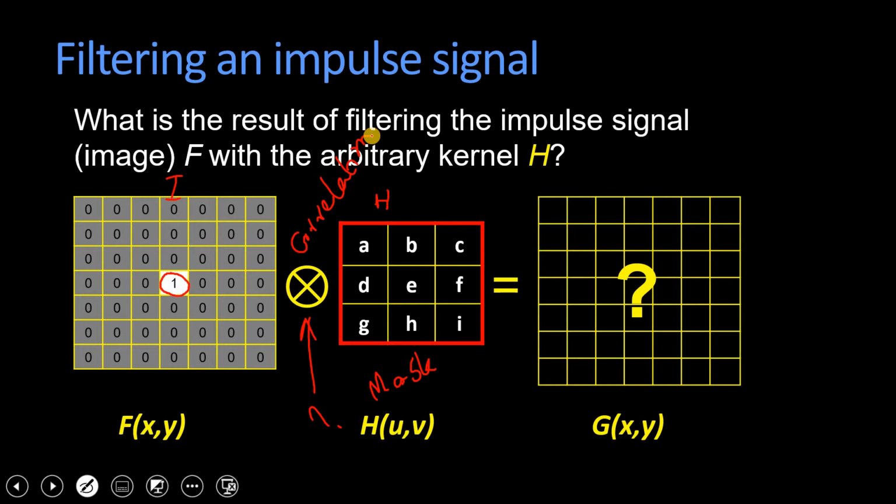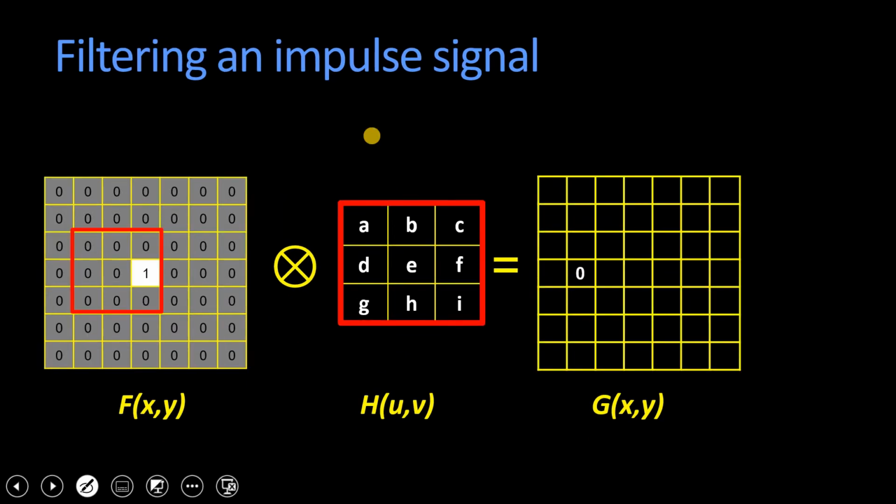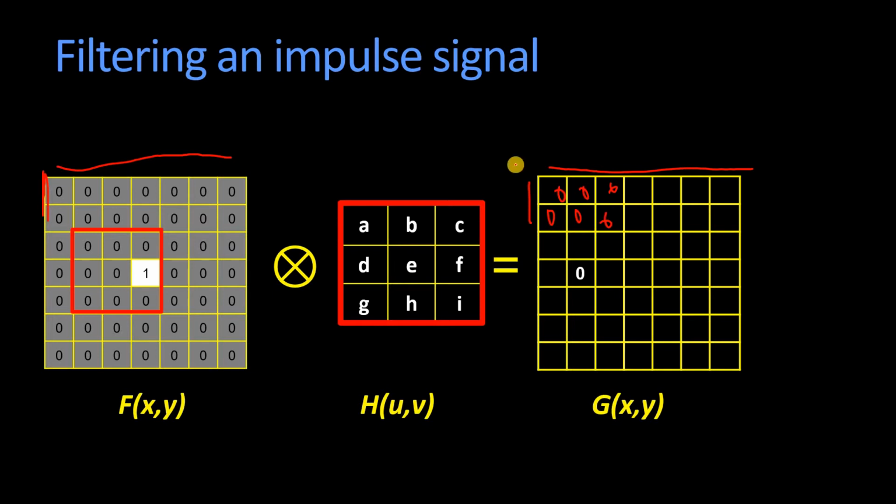So that is what we want to study over here. What is the result of filtering the impulse signal? Let's see one by one. All the other values, the ones up over here, will be 0, all of them. So we don't care about them. The value that you see over here will be 0.